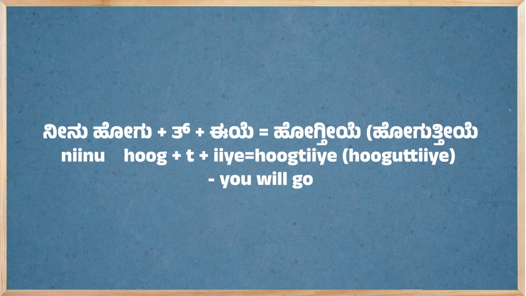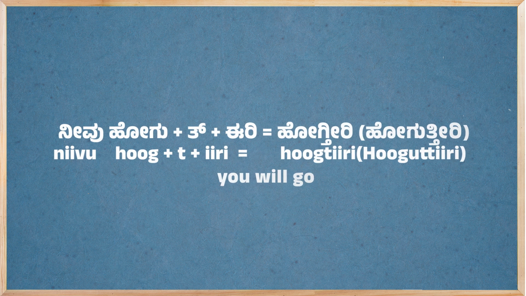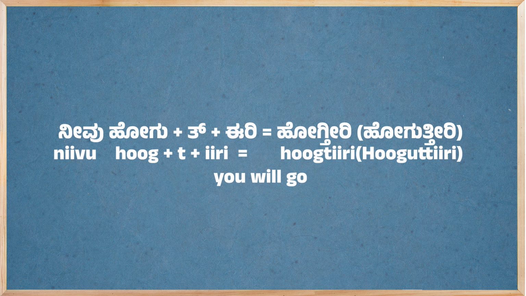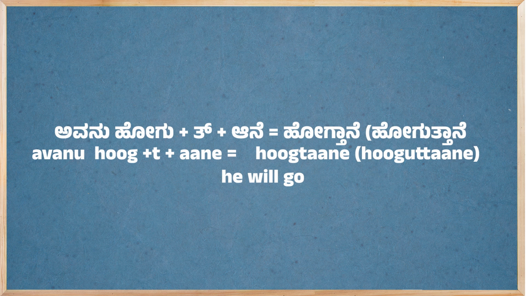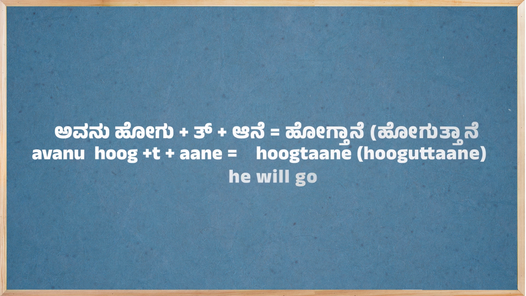ನೀನು ಹೋಗ್ plus tha plus eya becomes ಹೋಗ್ತೀಯೇ or ಹೋಗುತ್ತೀಯೇ. You will go. ನೀವು ಹೋಗ್ plus tha plus iri becomes ಹೋಗ್ತೀರಿ or ಹೋಗುತ್ತೀರಿ. You will go. ಅವನು ಹೋಗ್ plus tha plus ane becomes ಹೋಗ್ತಾನೆ or ಹೋಗುತ್ತಾನೆ. He will go.